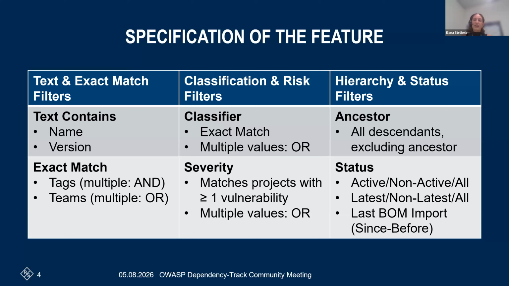And the final class are hierarchy and status filters. The first one being an ancestor filter, so you can choose from a list of ancestor projects, and the results would be all descendants excluding the ancestor. And finally, we have some status filters, most of which are not novel. We have active filter, non-active, latest, non-latest, and one more new thing is that you can also filter for last BOM import.